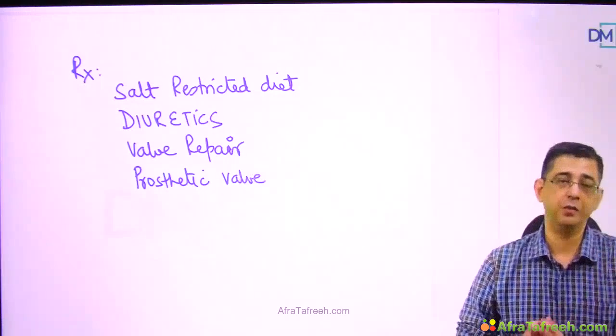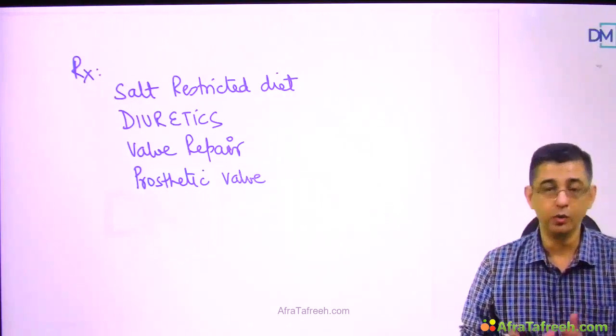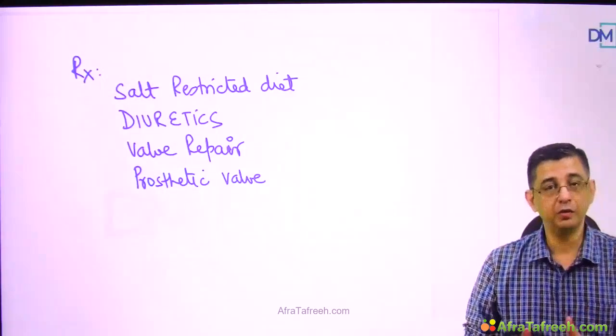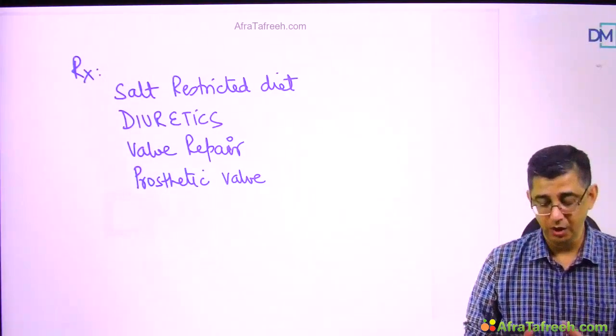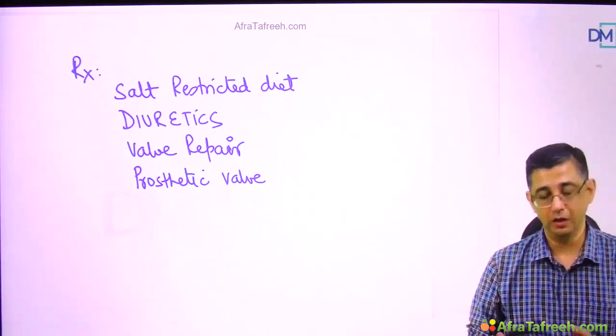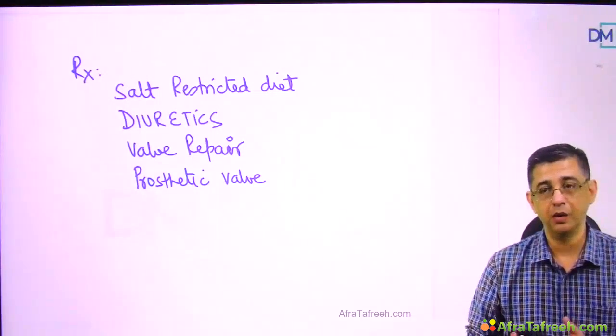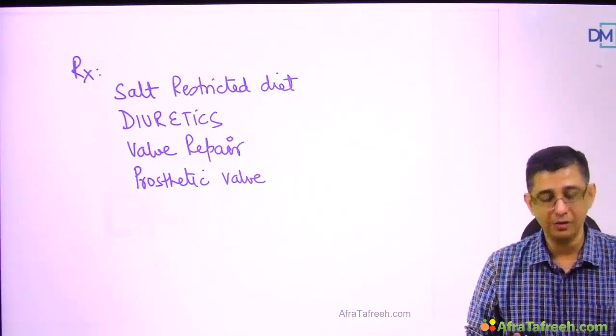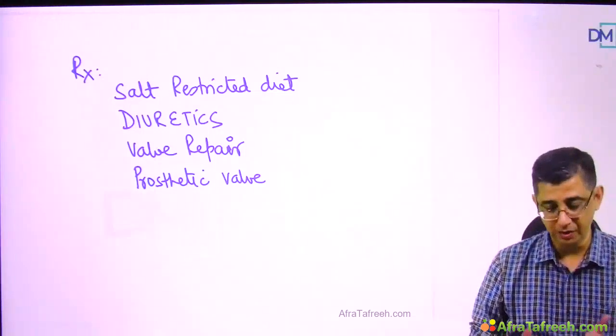The disadvantage of a metallic device is only the fact that though it has a good longevity, the metallic device will require a lifelong anticoagulation. So depending upon the availability and the paying capacity of the patient, either a prosthetic or a metallic device can be put. I repeat my statement, with a metallic prosthetic valve, the lifelong anticoagulation part is definitely to be taken into consideration.